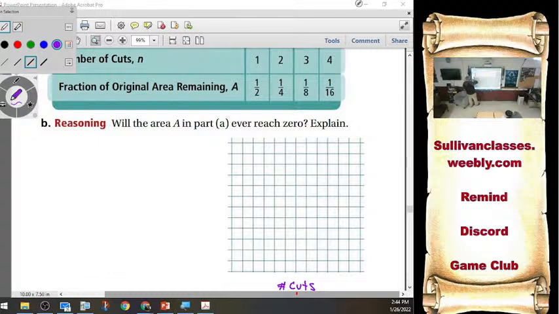Wait, can we have more time? We're doing really good. If we got enough time to argue about who's better at math, I bet we got time to do the graph.